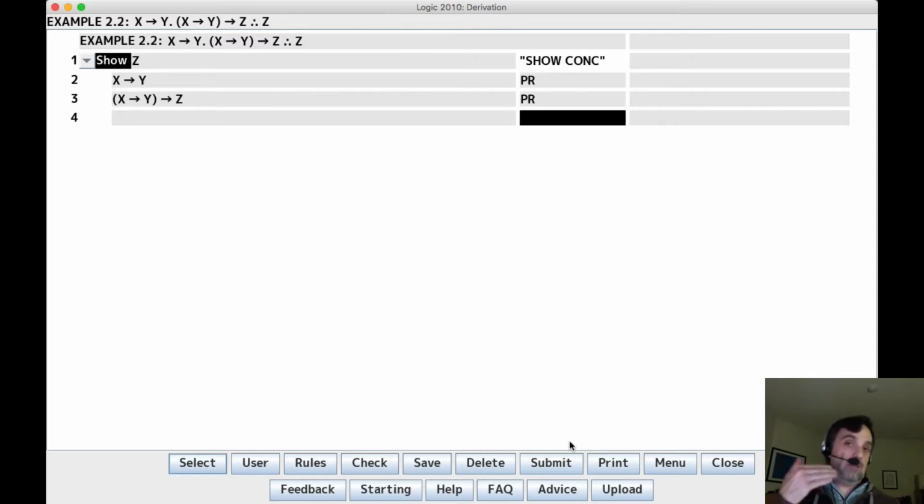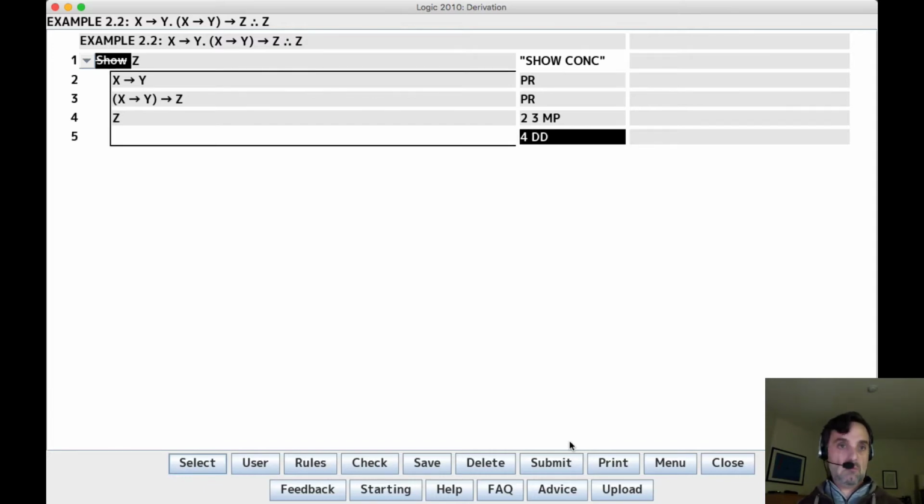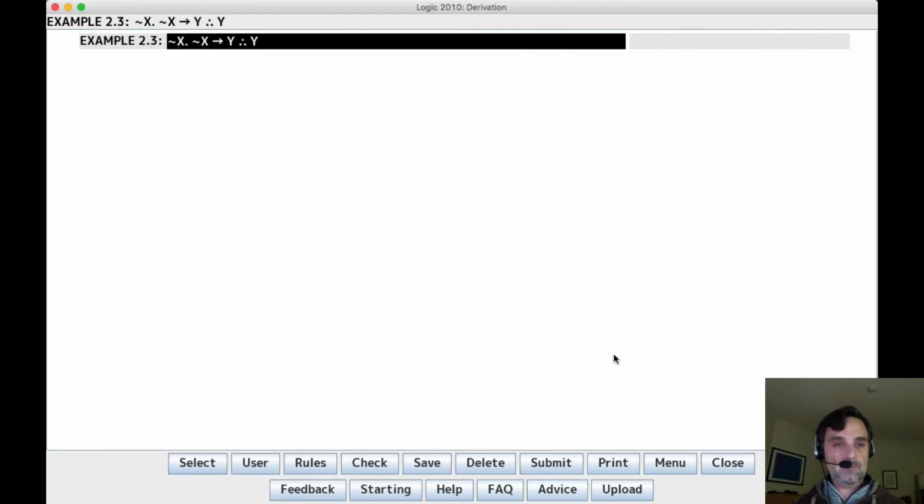So on line 3 we have a conditional. On line 2 we have the antecedent of a conditional. We can apply modus ponens. So we say 2, 3, MP. That gives us z, which is our conclusion. So again, we're done. And let's take a look at another one.